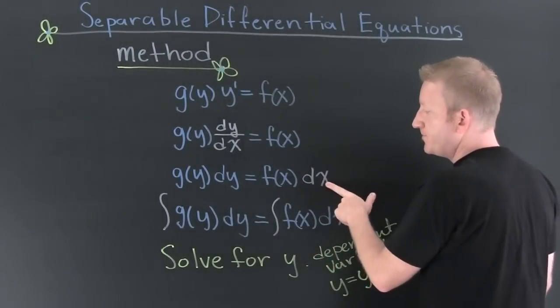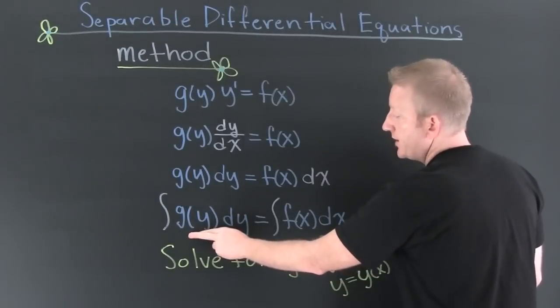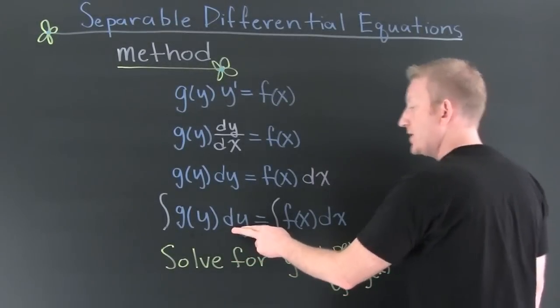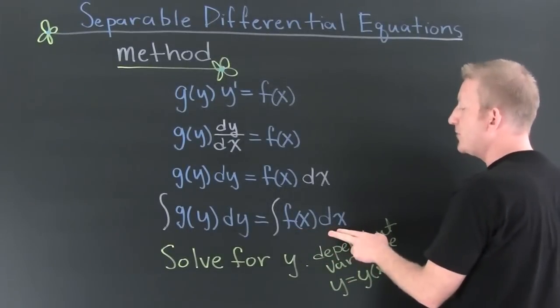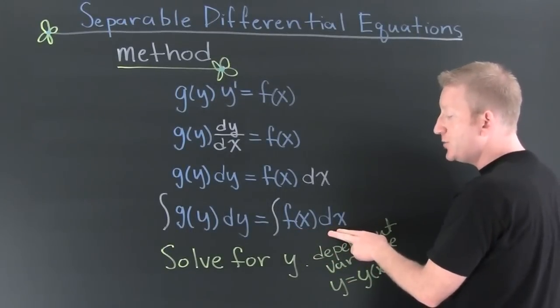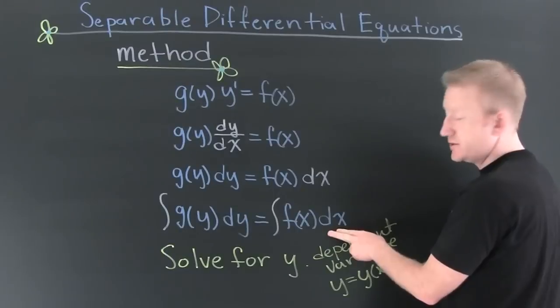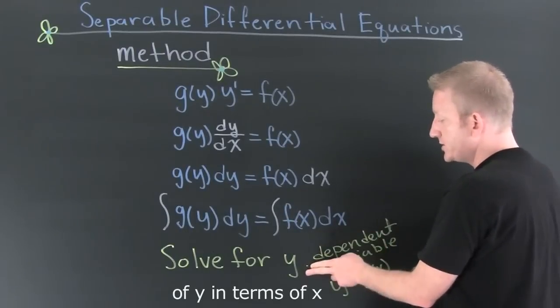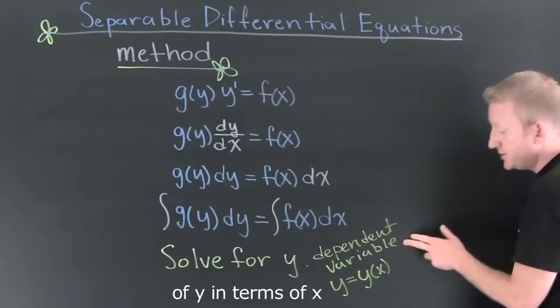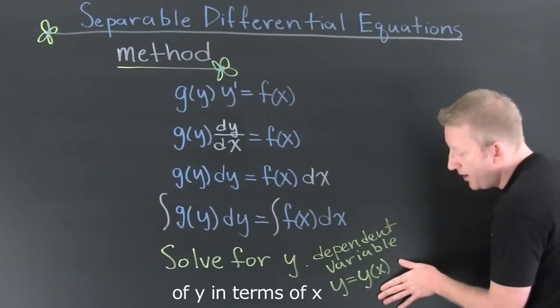And then after we have a function entirely of y, we're going to integrate that with respect to y. A function entirely of x, we're going to integrate that with respect to x. And then what are we going to do after that? In order to get a function for our dependent variable y, we're going to solve for y. And then what's that going to do? It's going to get us a function.